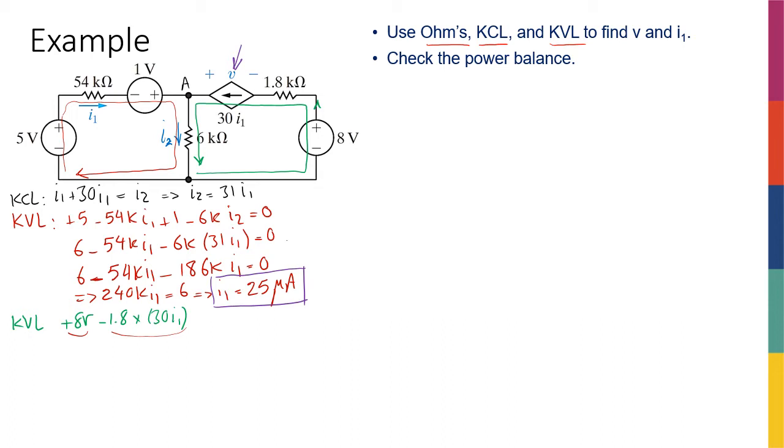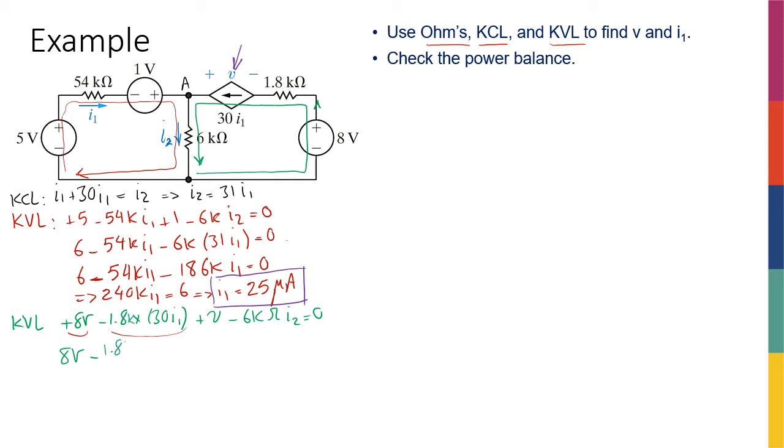Since we're going up in terms of potential based on the polarity that is defined there, I'm just going to write plus V. And then we get to the 6 kilo ohm. So minus 6 kilo ohm times I2 is equal to 0. Now, again, I'm going to simplify this. 8 volts minus 1.8 times 30 is going to be basically 54. So, by the way, this is kilo again.